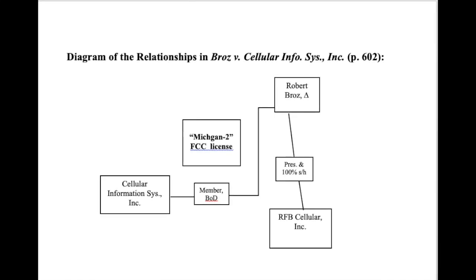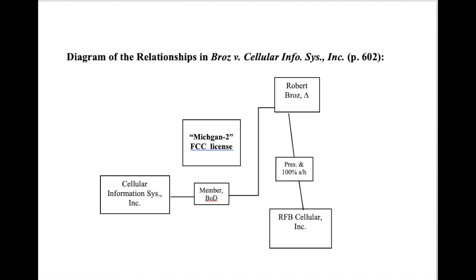All right, now a key fact in the case is that there was an asset available that more than one person wanted, and this was an FCC license, federal permission to sell cellular telephone service in a particular area. Specifically, a license was available to sell cell service in northern Michigan. This thing was called the Michigan 2 license. These assets are pretty valuable because you can only sell the product with one, and there's only one license or limited numbers of licenses for particular regions. So it turns out Broz wanted this thing, other people wanted it too.